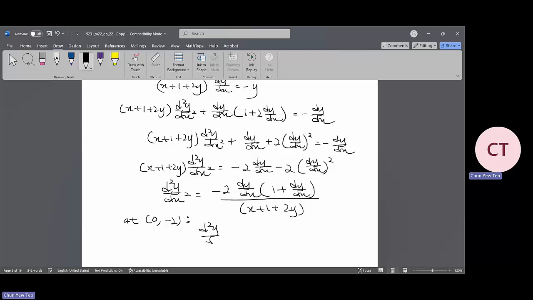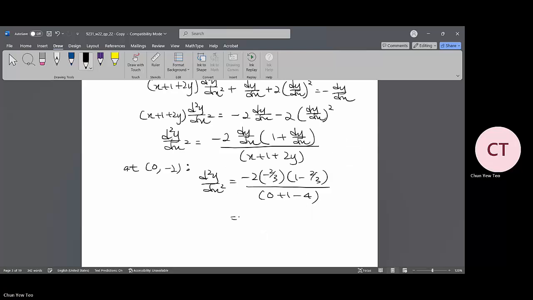So my d²y/dx² is equal to the negative 2. Just now from part A, your dy/dx is negative 2 over 3. So this one will be 0 plus 1 minus 4. So if you do it carefully, 1 over 3, 4 over 24 over 27. Negative. Yeah, correct. Okay. So this will be the answer for number 2.